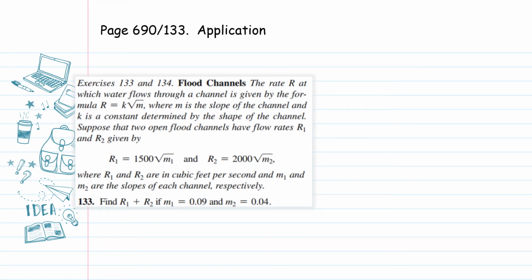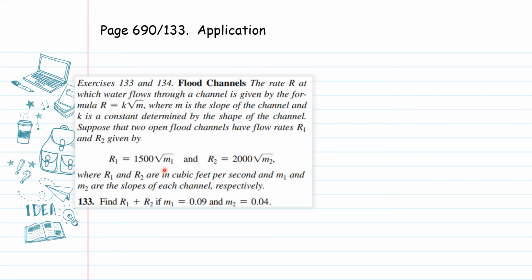This is problem 133 on page 690. It's an application problem using radical expressions. We're told that the rate R at which water flows through a channel is given by the formula R equals K times radical M, where M is the slope of the channel and K is a constant determined by the shape of the channel. Suppose you have two channels, R1 and R2.